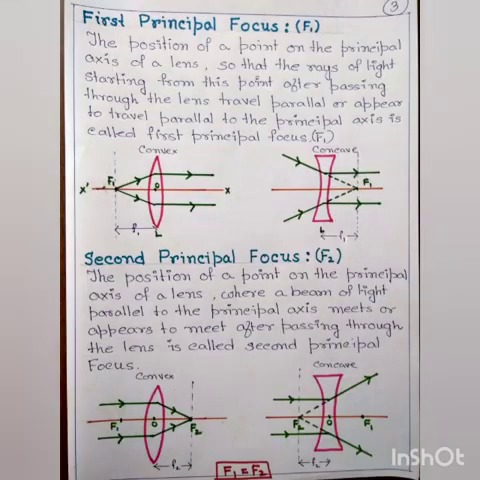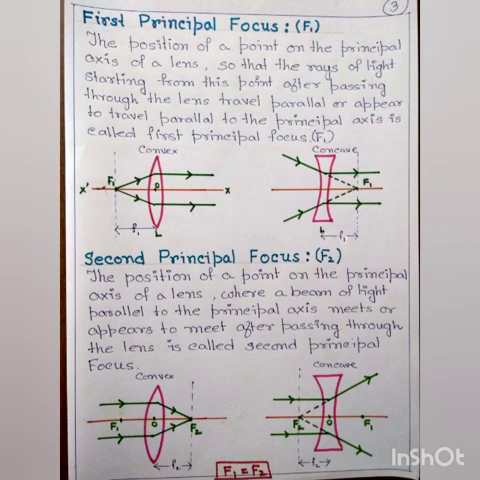Now, principal focus is classified into two categories: first principal focus and second principal focus. Now, what is first principal focus? The position of a point on the principal axis of a lens so that the rays of light starting from this point, after passing through the lens, travel parallel or appear to travel parallel to the principal axis, is called the first principal focus, which is denoted by capital F1.